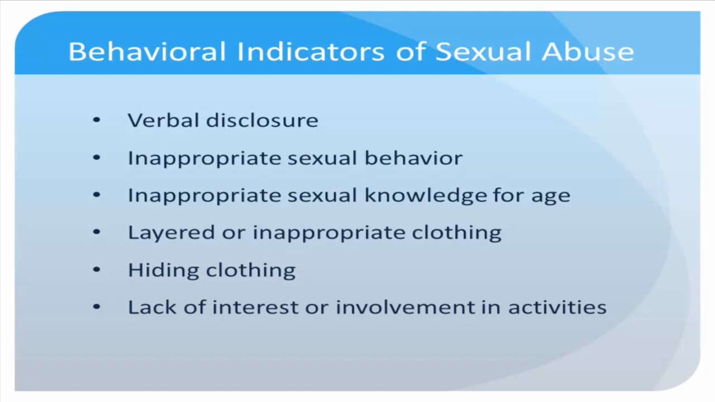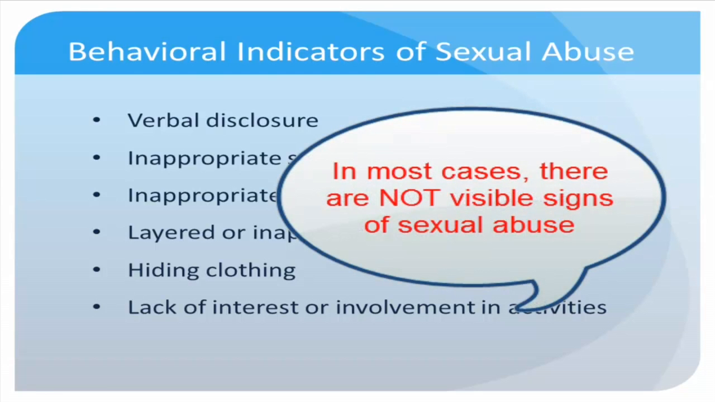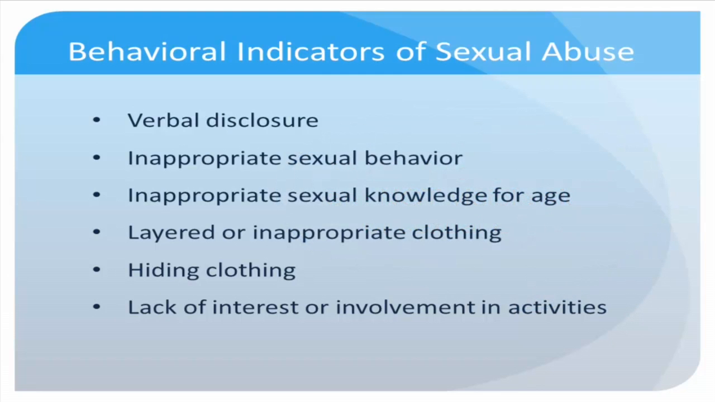Behavioral indicators of sexual abuse include verbal disclosure, inappropriate sexual behavior, inappropriate sexual knowledge for age, layered or inappropriate clothing, hiding clothing, or lack of interest or involvement in activities. Again, other factors can contribute to the listed symptoms that are not the result of abuse and should not be considered in isolation. In most sexual abuse and exploitation cases, you will not see visible signs of sexual abuse. Behavioral indicators may be the first clue you have that a child is being sexually abused.